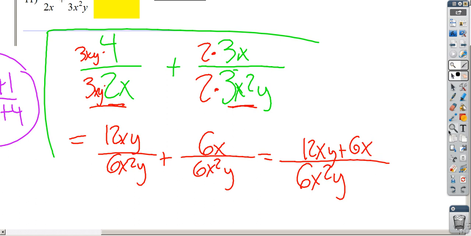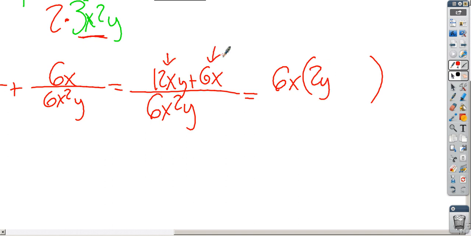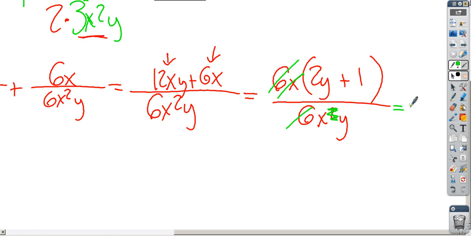Okay, that's not wrong, but it's not completely simplified because if you look at it, there are some factors that they have in common. Okay, so let's pull out from the top the common factor, which is 6x, because 6 goes into 12 and it goes into 6. So if we pull out a 6x from here, if we divide that by 6x, we would get 2y. If we divide that by 6x, we would get 1. And then the bottom is 6x squared y. And now you may notice that there's things that we can cancel. We can cancel the 6's, and we cancel an x here, and we can cancel one of those 2 x's. So our final answer would be 2y plus 1 over just xy. That is as simple as we can make it.